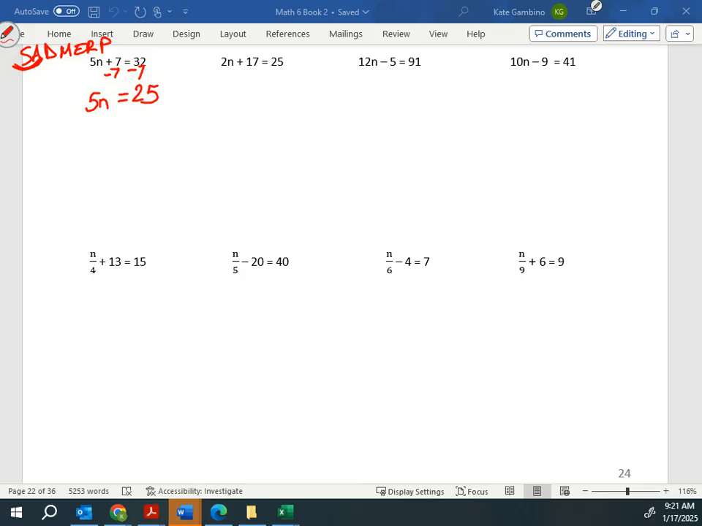5n equals 25, what do I have to do? If it's 5 times n equals 25, what's my opposite operation that we talked about? Adeline? I need to divide that 5 from both sides. 5 divided by 5 is 1. 1 times n is n. 25 divided by 5 is 5. So n equals 5. That's my answer.